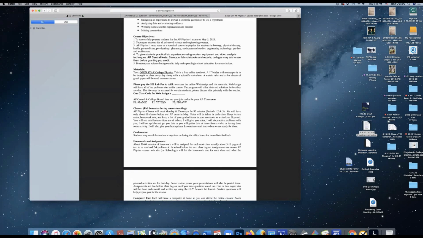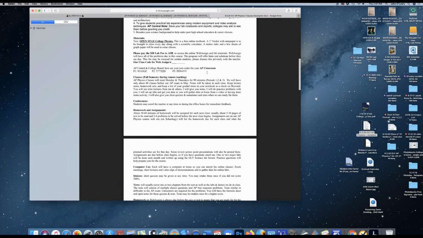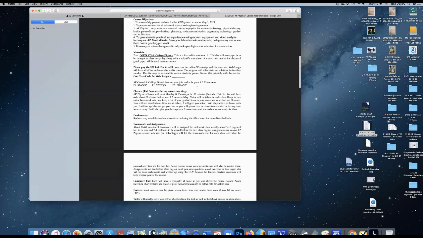AP Central, please note your P3 right there. Do you see that? The join code for AP Classroom for this course and this class is PD9AVV, I think it is. If it's not, you're going to tell me. I want you to join AP Classroom, and please put yes, you're planning to take the exam. I hope that everyone plans to take the exam. I think it's $90 or so, and you can actually back out of that even the week before the exam.